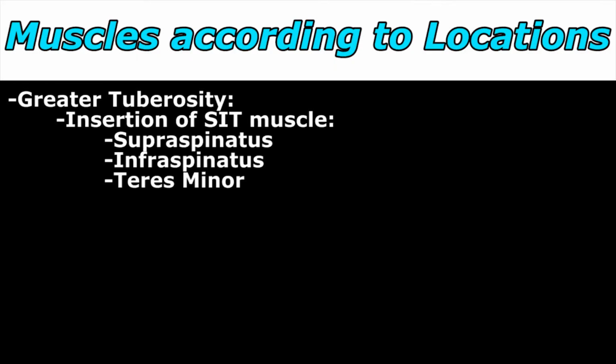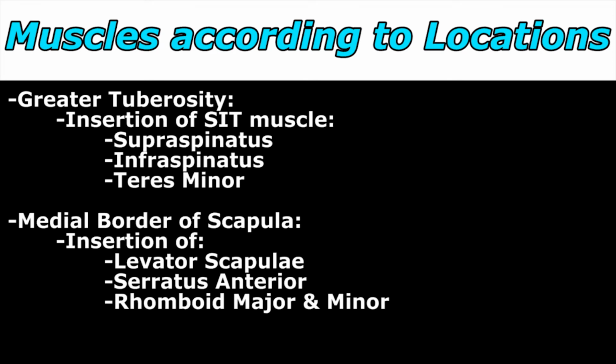Second, according to its location. Here I will be only giving you the major location of these muscles. For greater tuberosity of humerus, we have the insertion of the SITS muscles, which are the supraspinatus, infraspinatus, and the teres minor. For medial border of scapula, we have levator scapulae, serratus anterior, and the rhomboid major and minor.